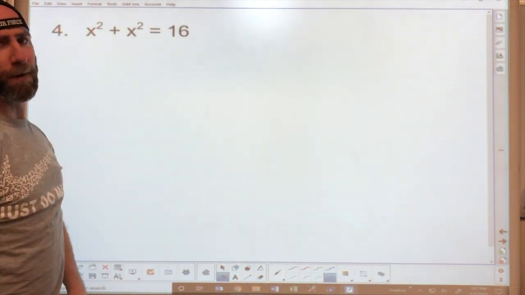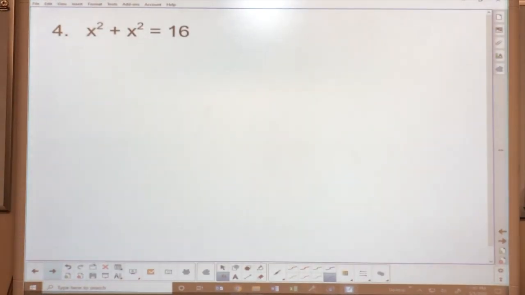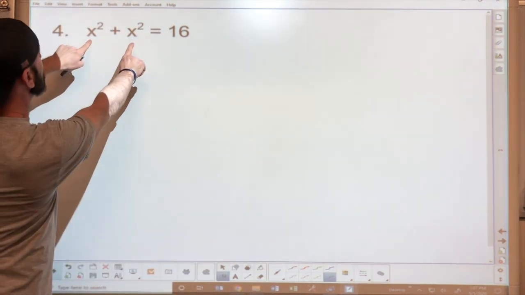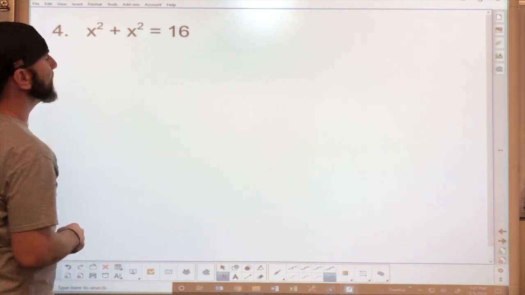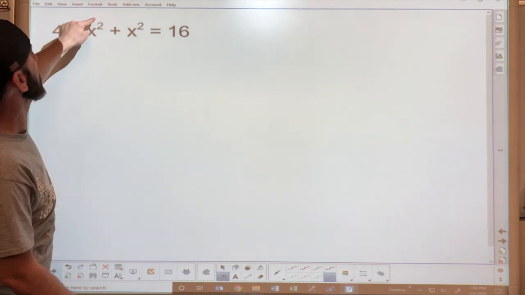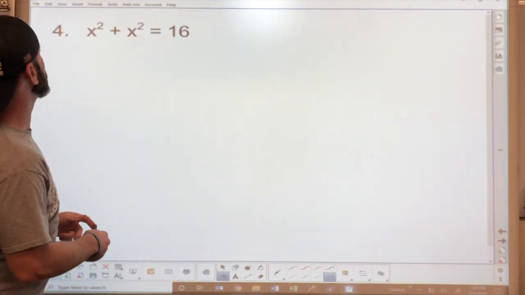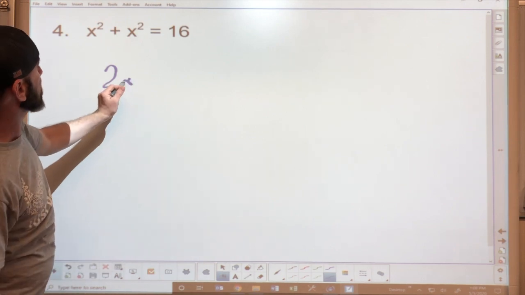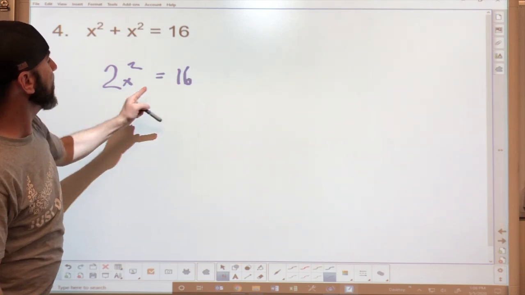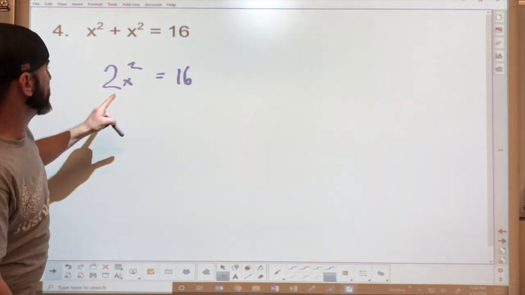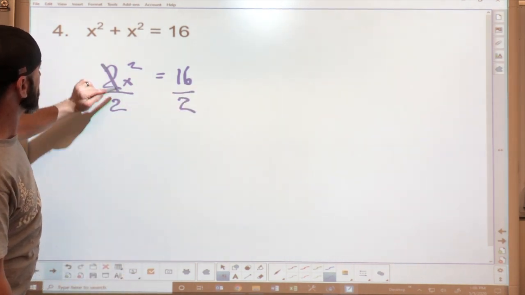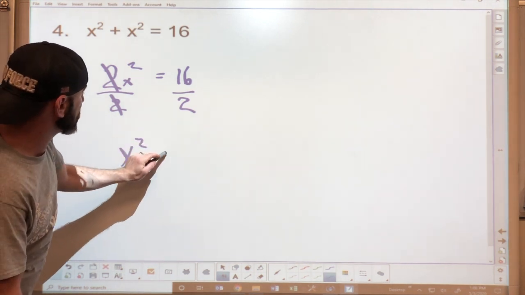Okay, final example. I'm going to teach you two things at once with this example. First of all, how in the world do we deal with that? Well, because they are like terms, we can put them together. So how many x squareds do we have in all? I have one there, and I have one there, for a total of 2x squareds. That is equal to 16. From there, you should be okay. We're going to divide both sides by 2. Those are gone. I have x squared is equal to 8.